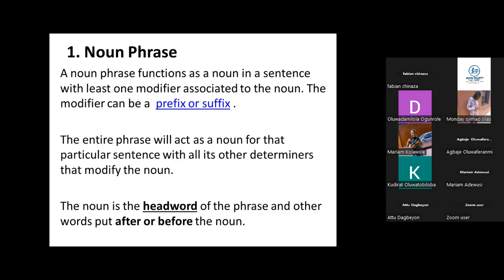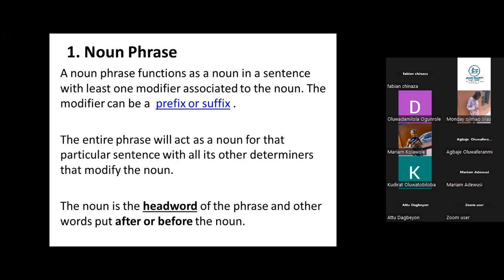Another thing you need to note is that in a noun phrase, the noun is the head word. Now, the head word in a particular composition is that word with the part of speech it carries that bears the body or the name of that composition. So basically, anytime you write something and you identify it as a noun phrase, it means there is a noun in that composition that our focus is placed on.